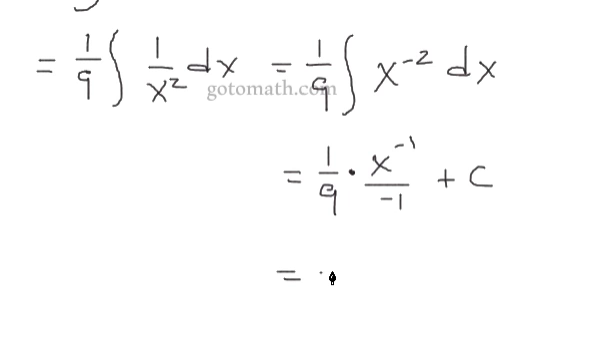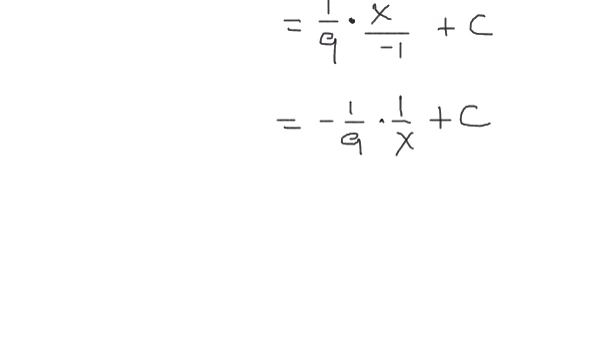Now I'm going to take the negative and just bring it out front. And of course, bringing this back down, plus c. Now remember, we can always check our work on this. I'm going to go ahead and just rewrite this. This is negative 1 over 9x plus c.